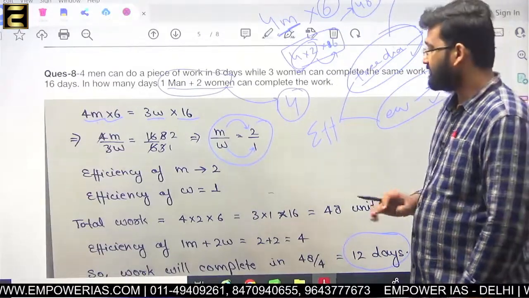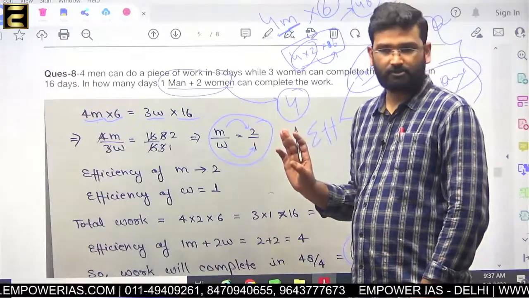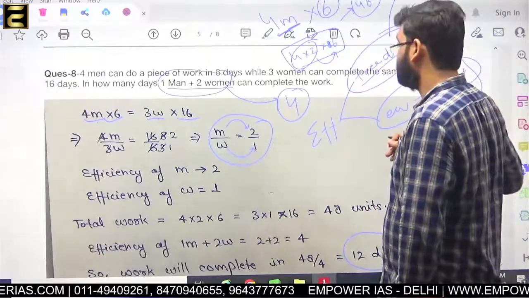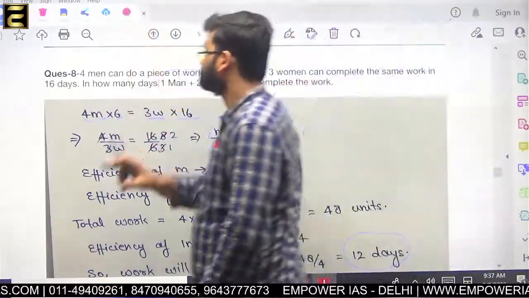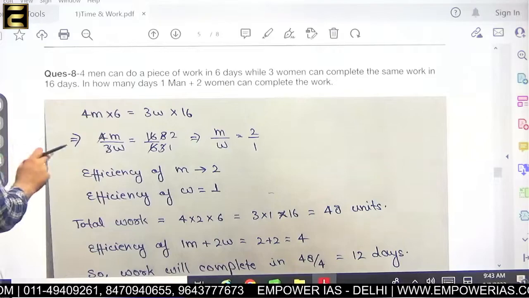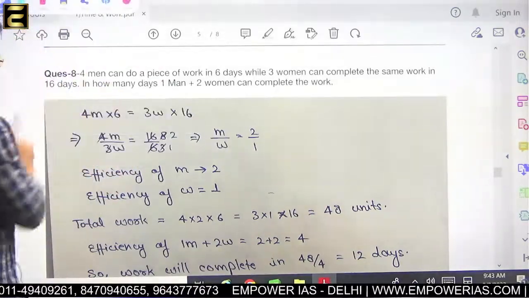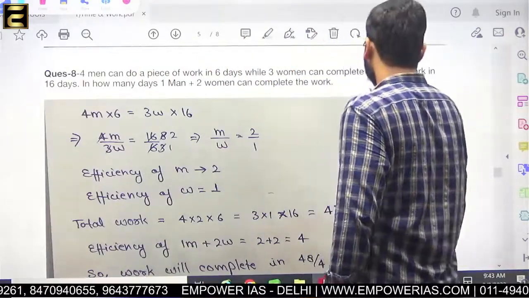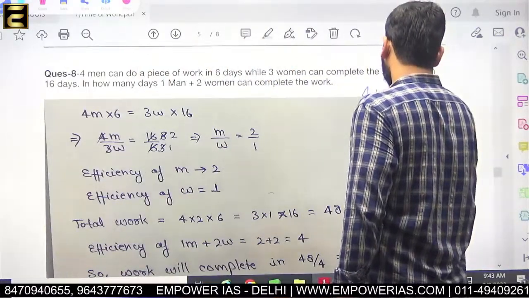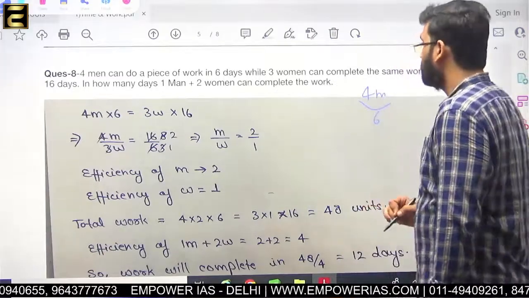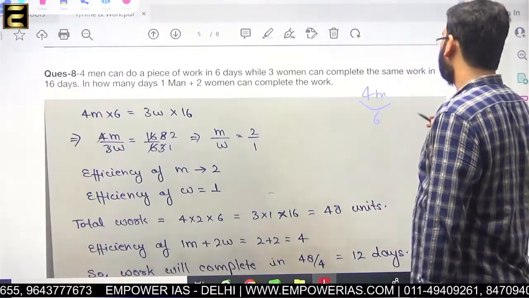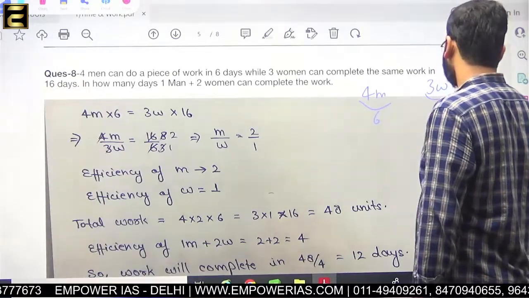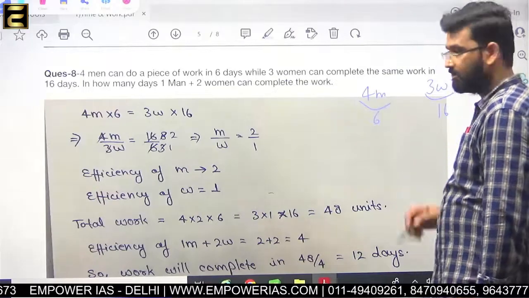Now let us try to solve this question by tree diagram also. I have not solved it here, but I will explain it. So here 4 men can do a piece of work in 6 days, so I will write 4 men, 6 days, while 3 women can complete the same work in 16 days. Now what do we have to do?